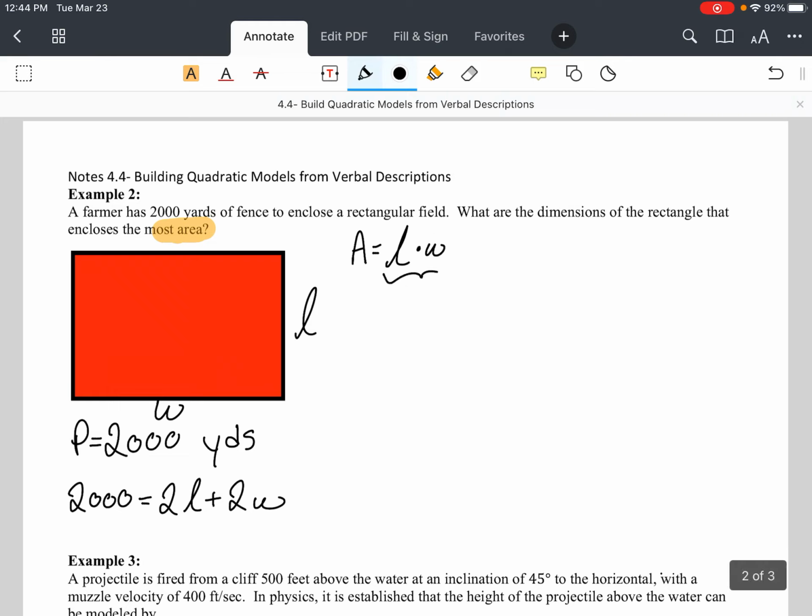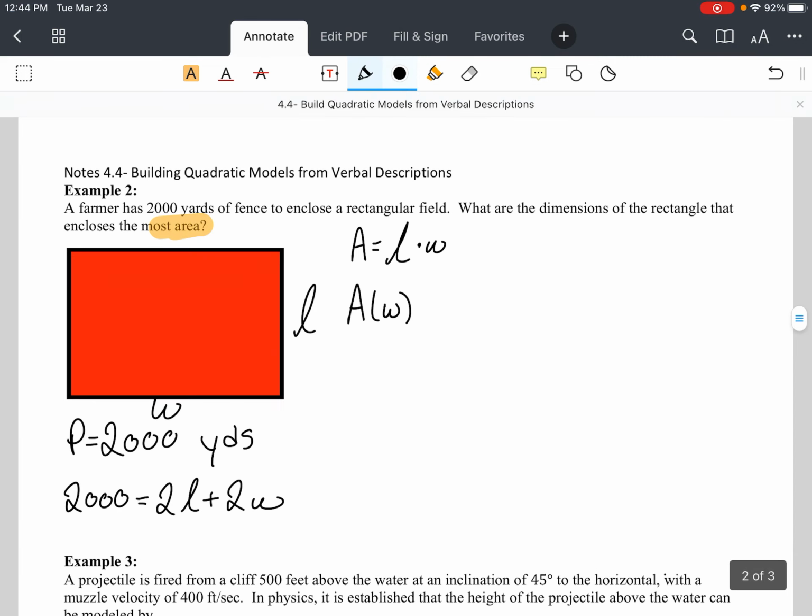And what we need here is to relate our function so that it is just in terms of either length or width. So we're going to need to get rid of one of those. I'm going to choose to build a function that relates everything to width. So we're going to need to get rid of our length. That tells us that in this equation, we need to solve for the length so that we have something to substitute.